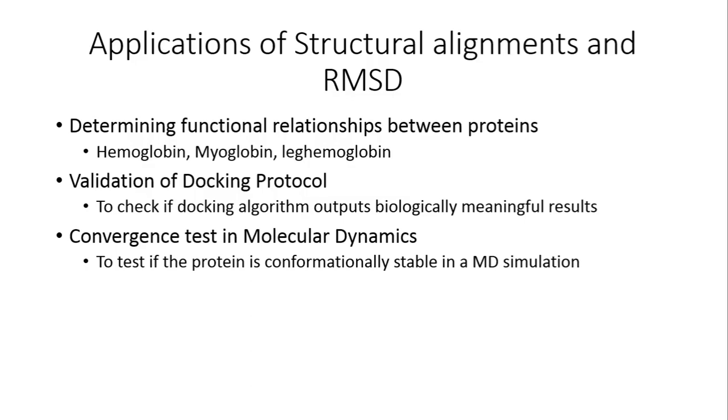So now let us start discussing where we apply it. I am going to tell you only three examples where we can implement this RMSD. First, you can use this concept to determine the functional relationship between proteins. In this case, we would be considering hemoglobin, myoglobin, and leghemoglobin, and how you can derive the functional relationship among these three proteins using the concept of RMSD.